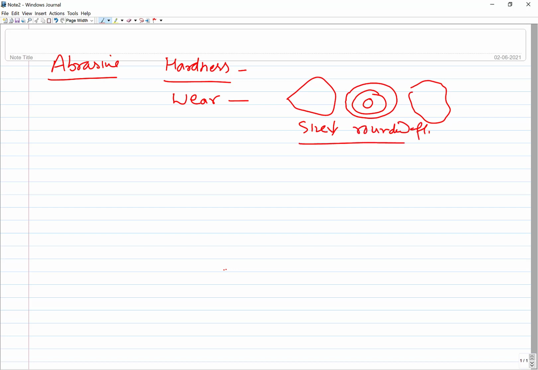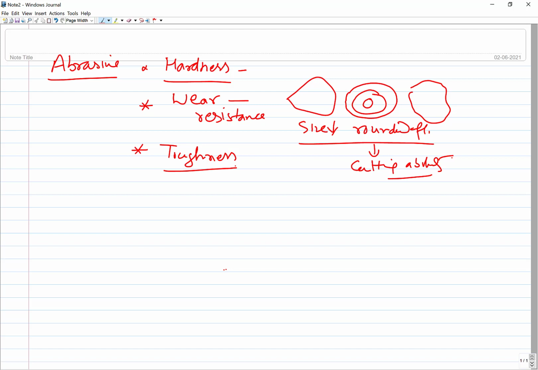Both these will be reducing the cutting ability of the abrasives. So for good, longer performance of the grinding wheel, it is necessary that the dimensional change in the abrasive is minimum, and that is why the resistance to wear of these abrasives must be good. So first is hardness, second is wear resistance, third is toughness. Toughness means the resistance to impact.